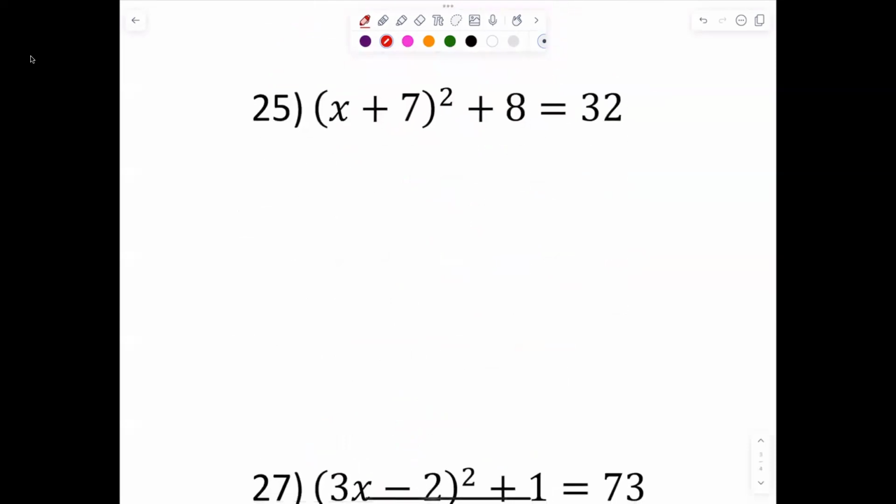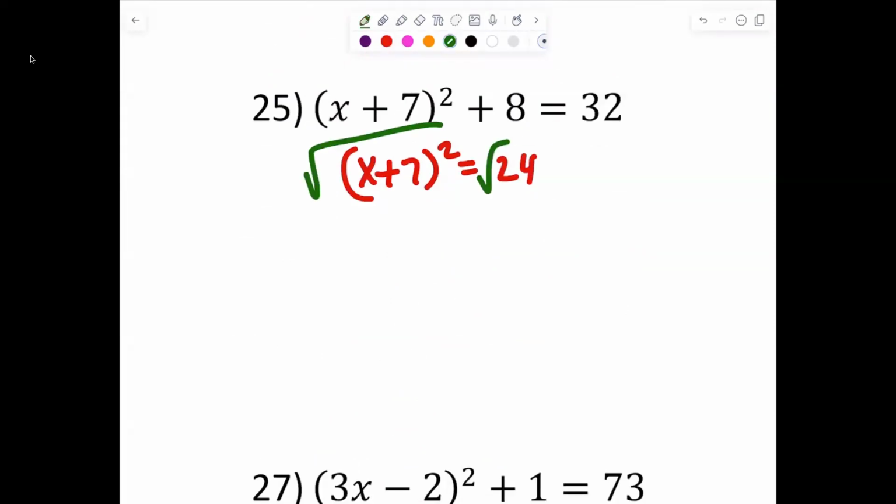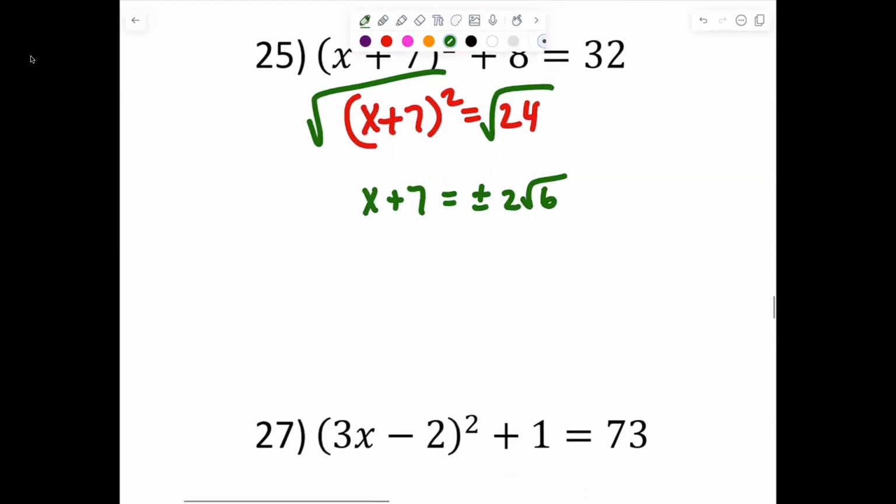All right, so everybody's telling me what do I do first? Subtract 8. So x plus 7 squared equals how much? 24. Now what do I do to both sides? Take the square root. So x plus 7 equals plus or minus 2 radical 6. Good job, girl. And then from there, move the 7 over. When I move the 7, it becomes what?